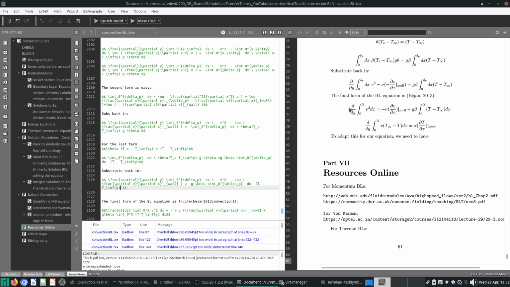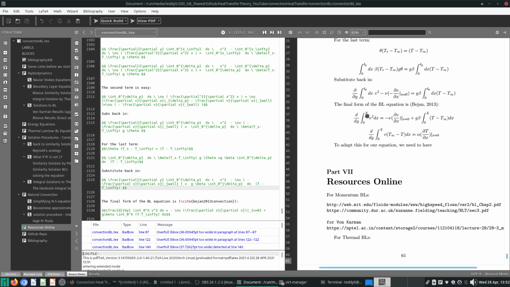Now, in Bejan's textbook, this is the final form of the boundary layer equation. He uses the term X to denote a value big enough such that you encounter the free stream. I like to use delta_p in this one just to make it a little less abstract, but if you have liquid metals, then you cannot use delta_p as your outer boundary layer thickness. You have to use your thermal boundary layer thickness. That is what this big X is for.